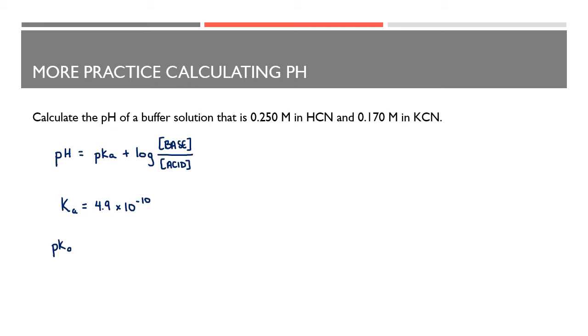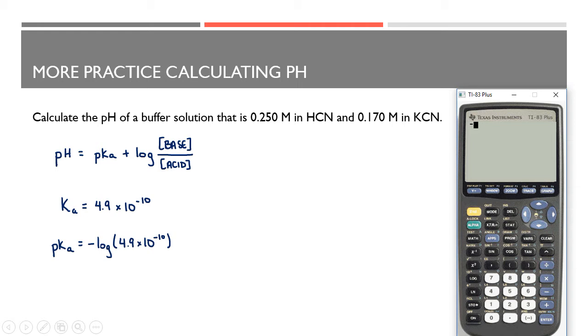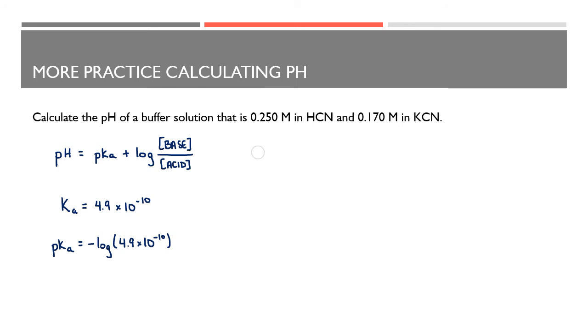So the Ka for HCN is 4.9 times 10 to the negative 10th. So our pKa is the negative log of this. The negative log of 4.9 times 10 to the negative 10th equals 9.31, or 9.3098. So that is our pKa value.